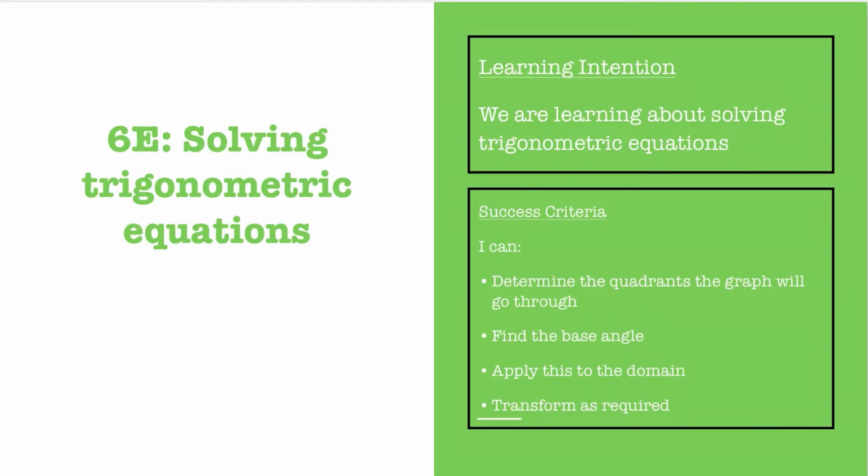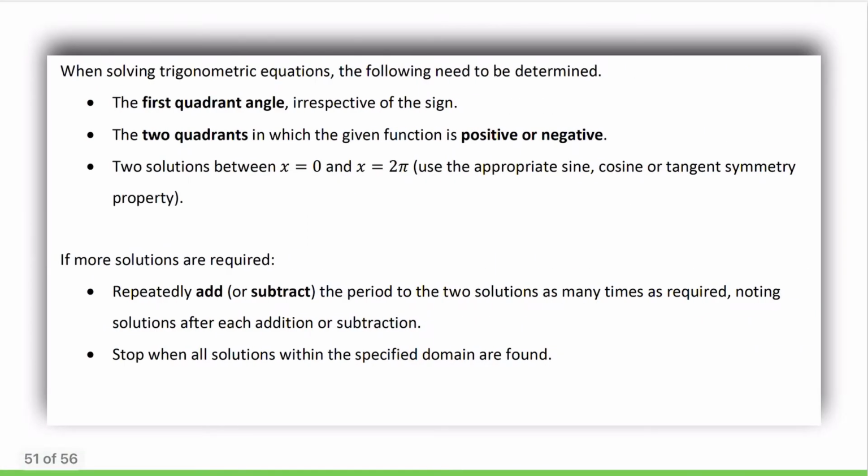Exercise 6C, solving trigonometric equations. Today's learning intention is about solving trigonometric equations, and the success criteria. What you need to be able to do in order to solve those trig equations is to determine the quadrants that the graph is going to go through, find the base angle, apply this to the domain, and then transform as required.